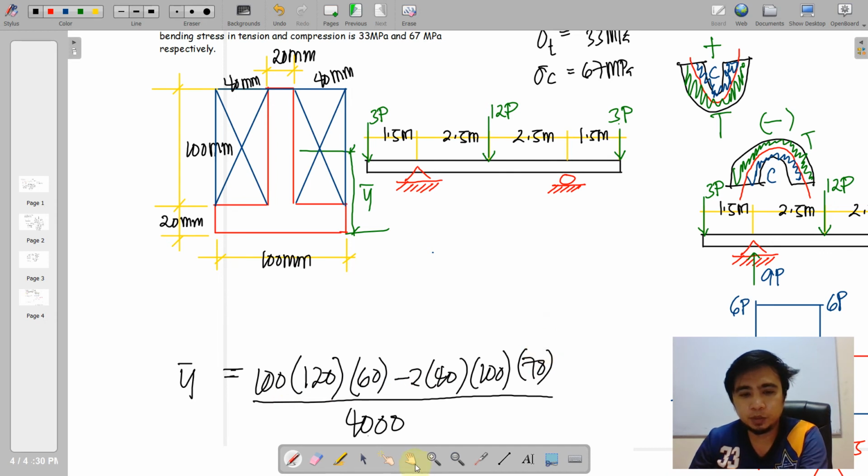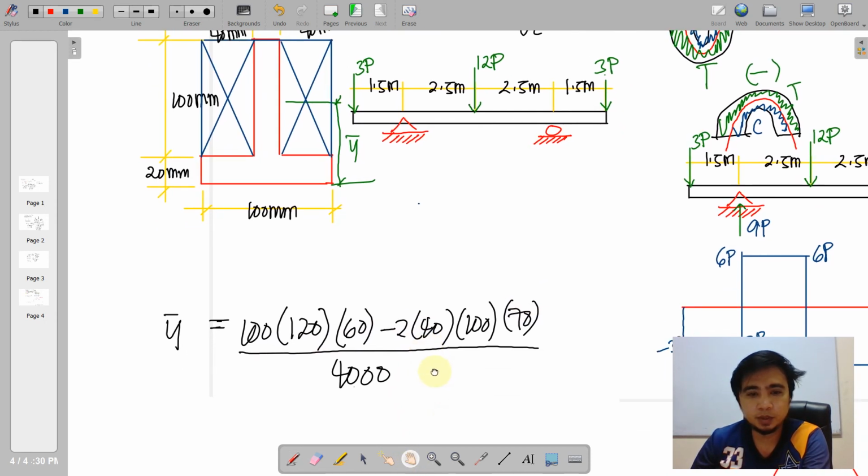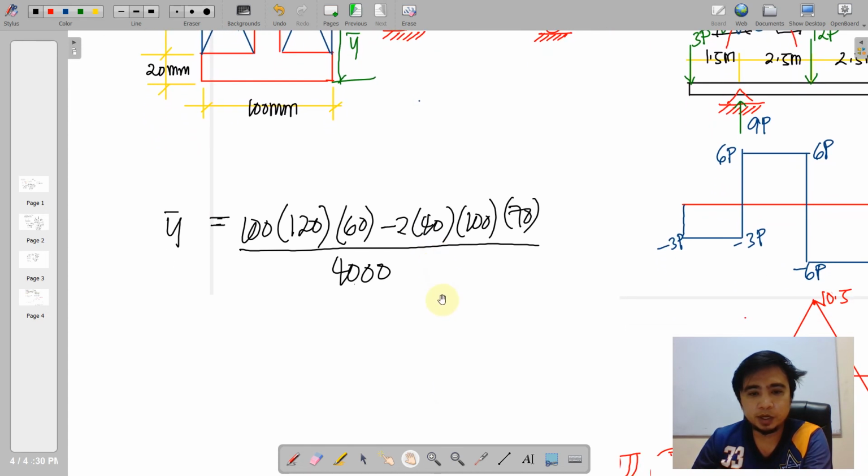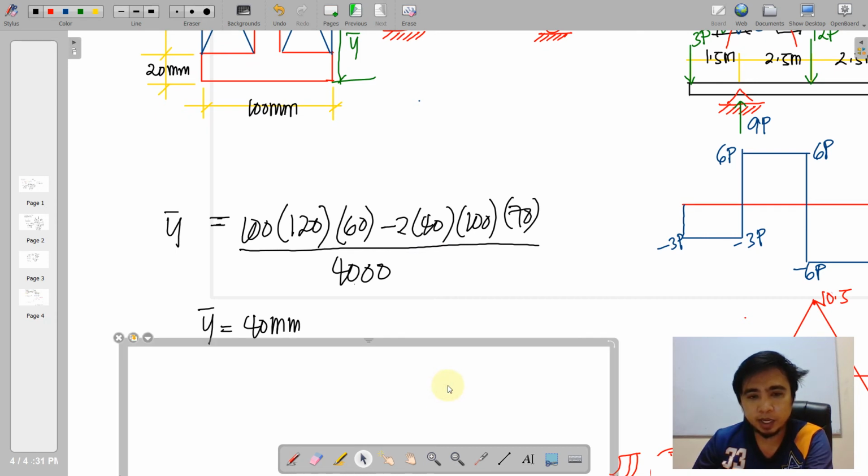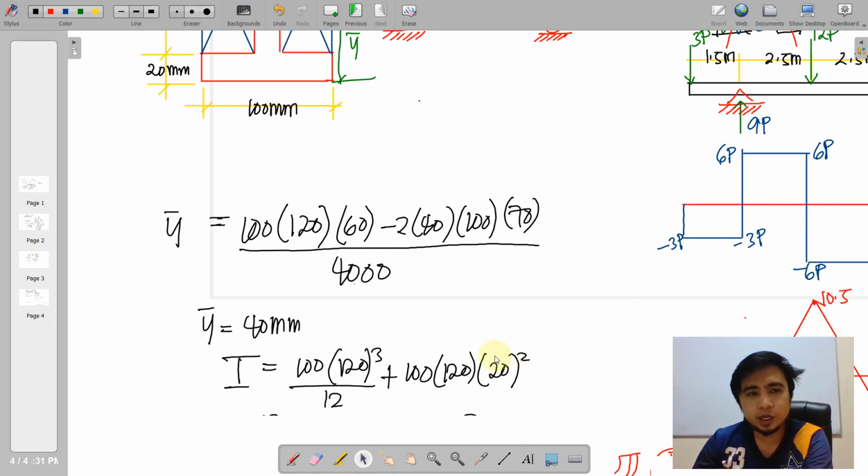And that should be equal to 4,000. Okay. So y bar therefore will be equal to 40. And we can now work with our I. First, we have the larger one, BH cubed all over 12, and then 100 by 120.